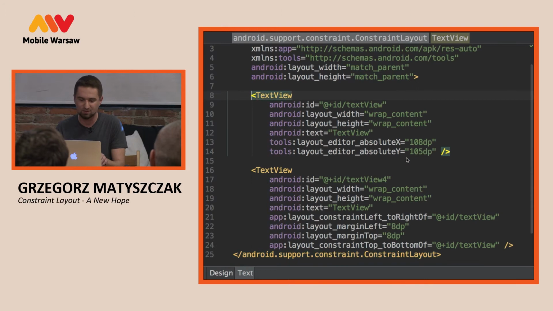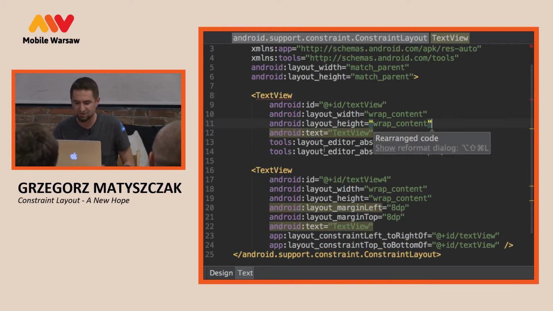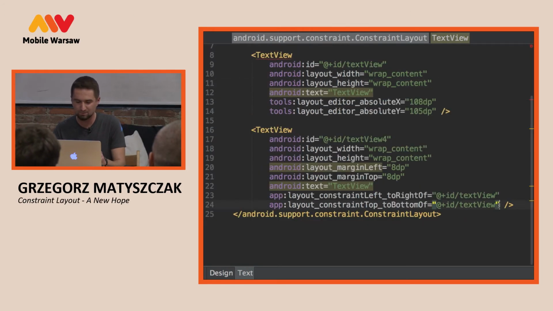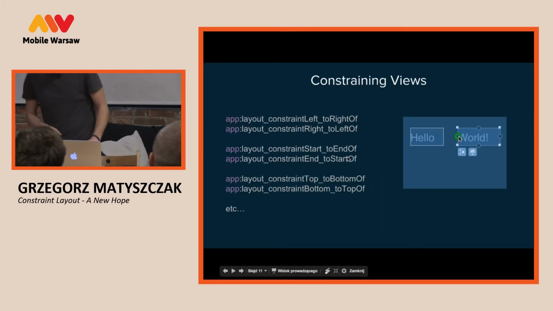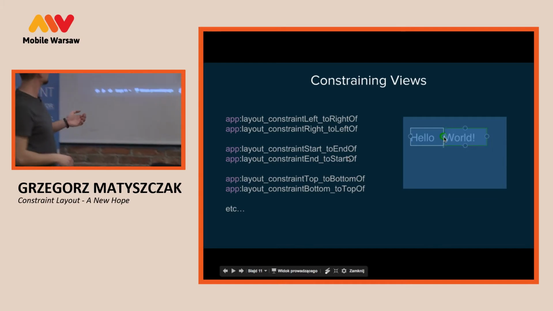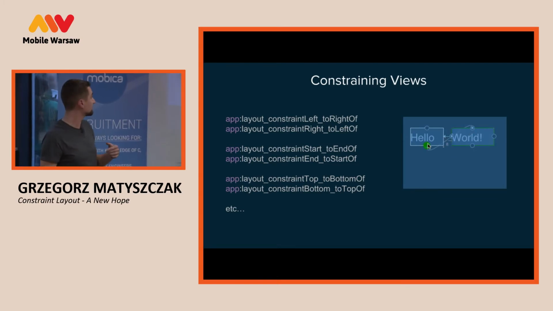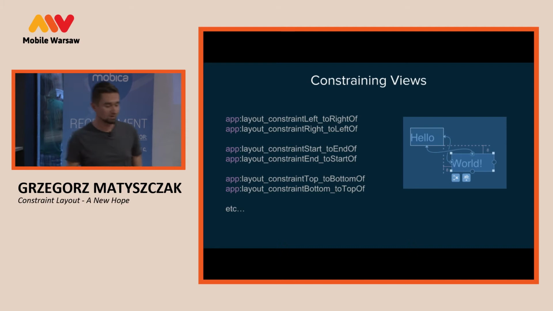And if we go to the XML file, what we see here is two new attributes. It's constraint left to right of and constraint top to bottom of. And what does it mean? In the first one, we simply take the left edge of our view and attach it to the right of the view that we put the ID for over there. And the same with top to bottom of. And actually, we have a lot more attributes. We can have constraint start to end of, constraint end to start of, etc.